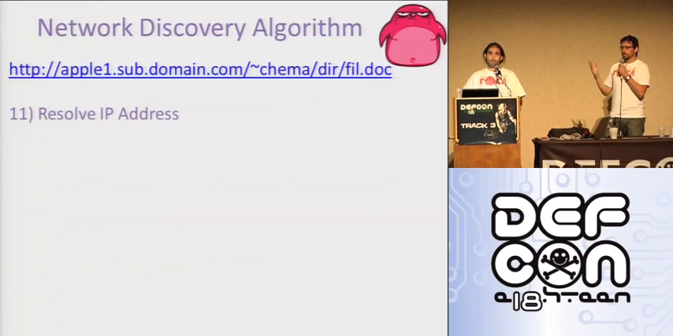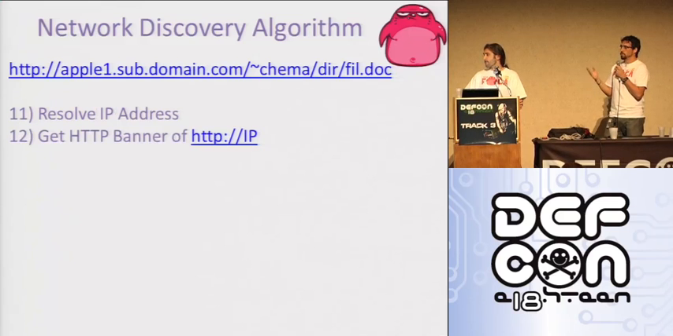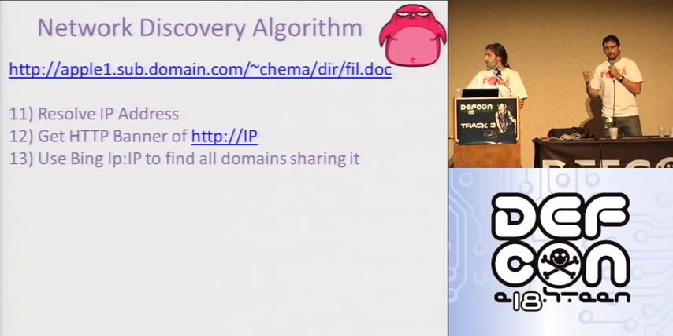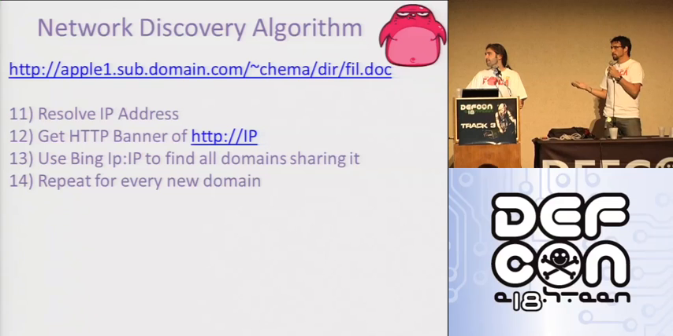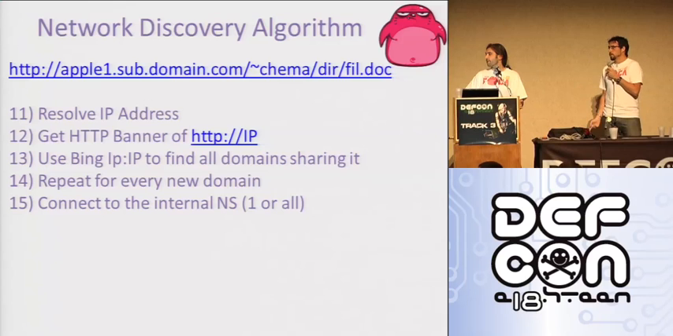It's not only the information that you can see in the URL, it's also the information that you cannot see. There is an IP address associated with that. So we're going to reverse resolve the IP address. We're going to get the banner of the server by using the IP address and not the domain that we were using before. Once we have the IP, we're going to use Bing IP to get the information and all the domains that are sharing that server. And we're going to repeat that for every domain that we just found.